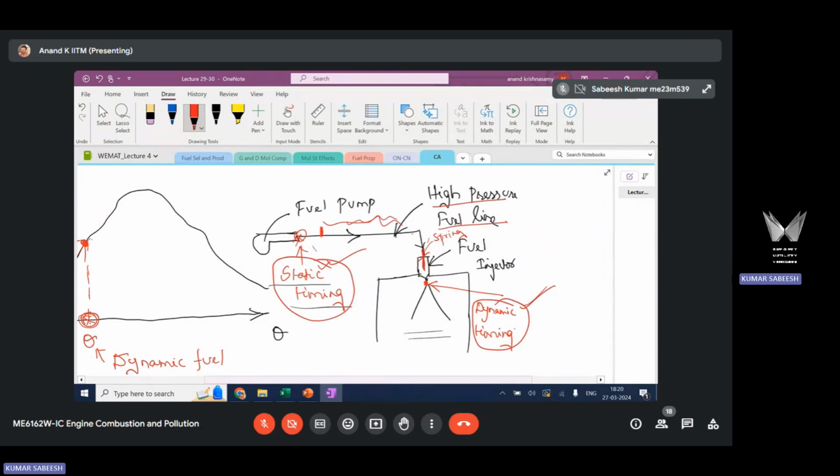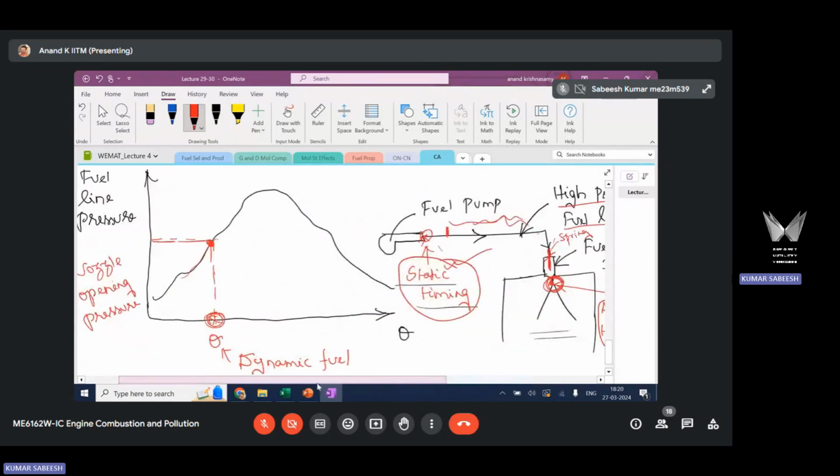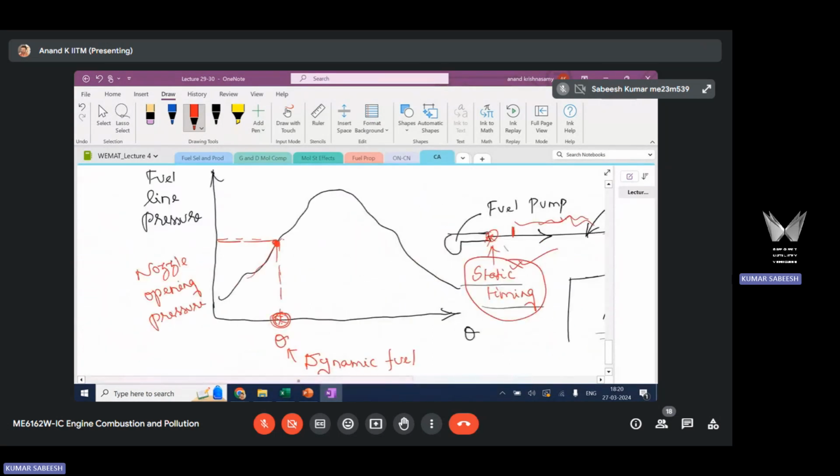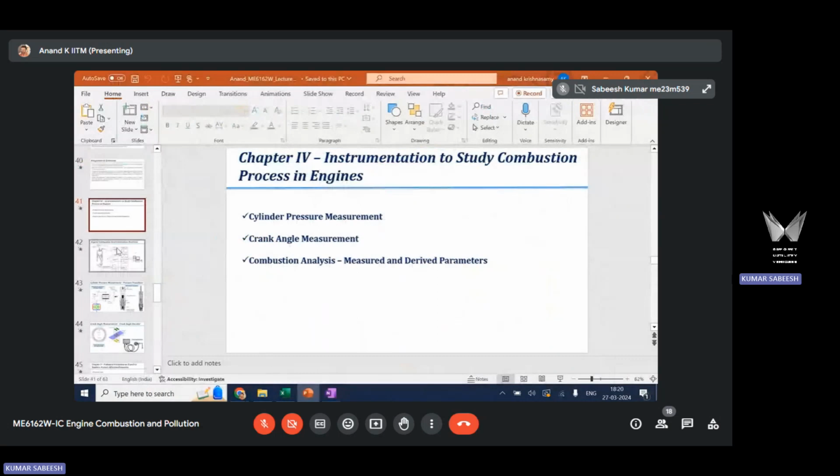Now, in a mechanical system, what do you need to acquire this information? This is the information you need: when the fuel is sprayed into the engine cylinder. This is what I mean by start of injection in a mechanical system. I need to get this information. To get it, you need to record the pressure in the fuel line. You need a device to record pressure in the fuel line.